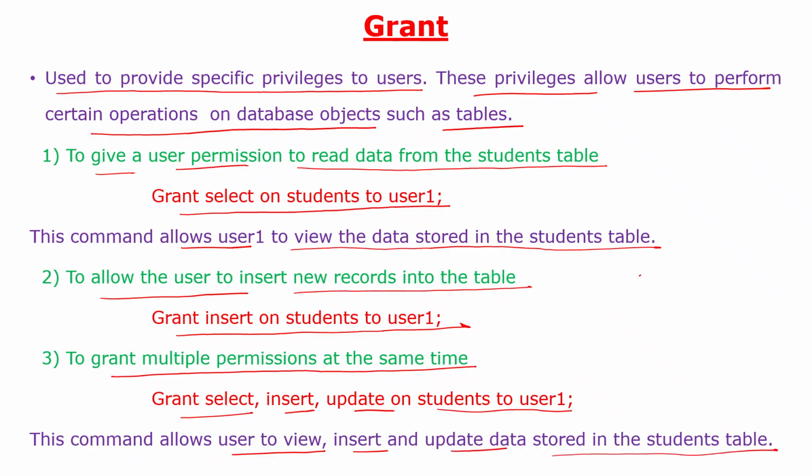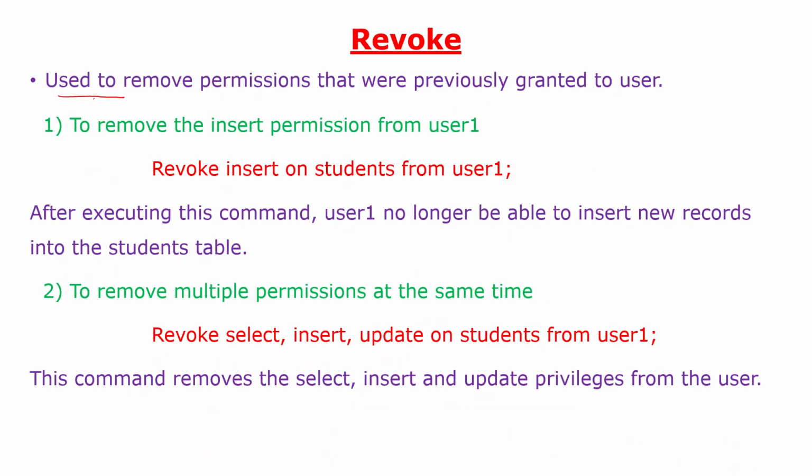Now let's move on to the revoke command. Revoke command is used to remove permissions that were previously granted to users. So what are the permissions we have previously granted to users? The first one is to read the data from the student table, the second one is we have given permission to insert new records into the table, and the third permission is what? We have given multiple permissions at the same time. So in order to remove these permissions from the users, we can use the revoke command.